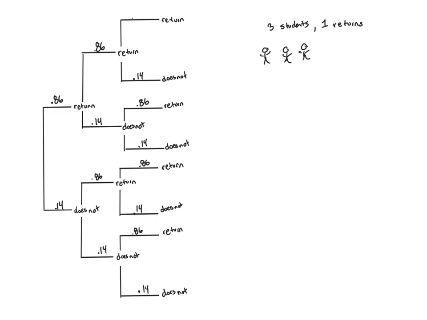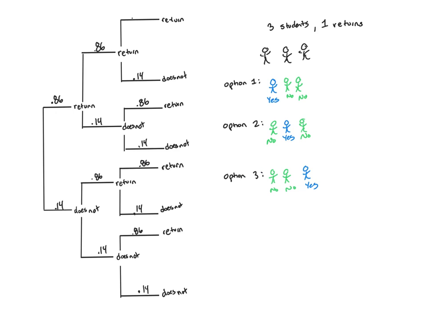For instance, maybe the first one returns, but the second and the third does not. Or maybe the second returns, the other 2 do not. Or maybe the third returns and the other 2 do not. Now that is, if I want one of them to return, I could either have the first scenario, or the second scenario, or the third scenario. And because these are ors, that is the first or the second or the third, what I need to do is I need to find each of these 3 probabilities, and then I will add them up.